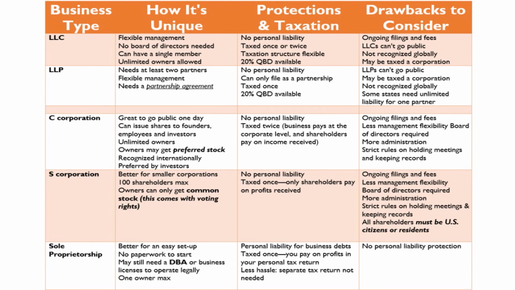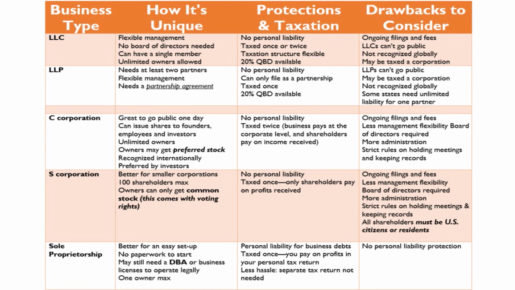What are the drawbacks you need to consider with LLCs? You have ongoing filings and fees. You can't go public. It's not recognized globally. May be taxed as a corporation. LLP, they can't go public. They may be taxed as a corporation. All right. They're not recognized globally, and some states need unlimited liability for 1 partner.